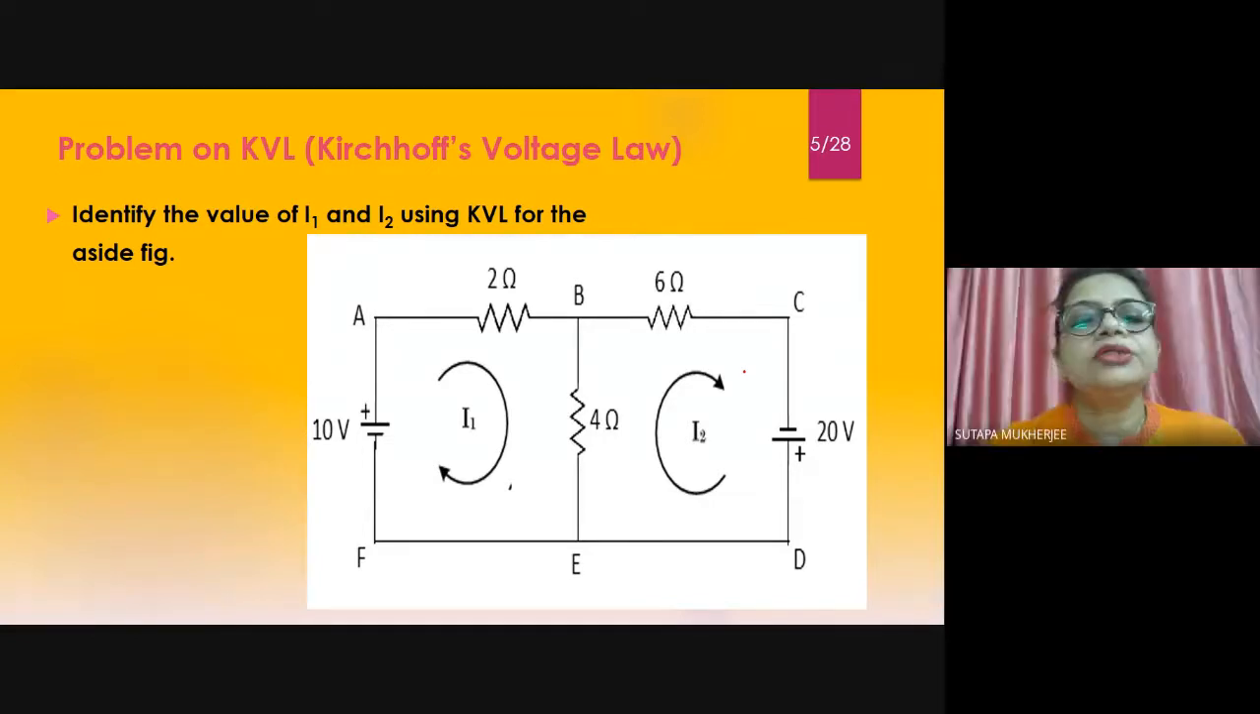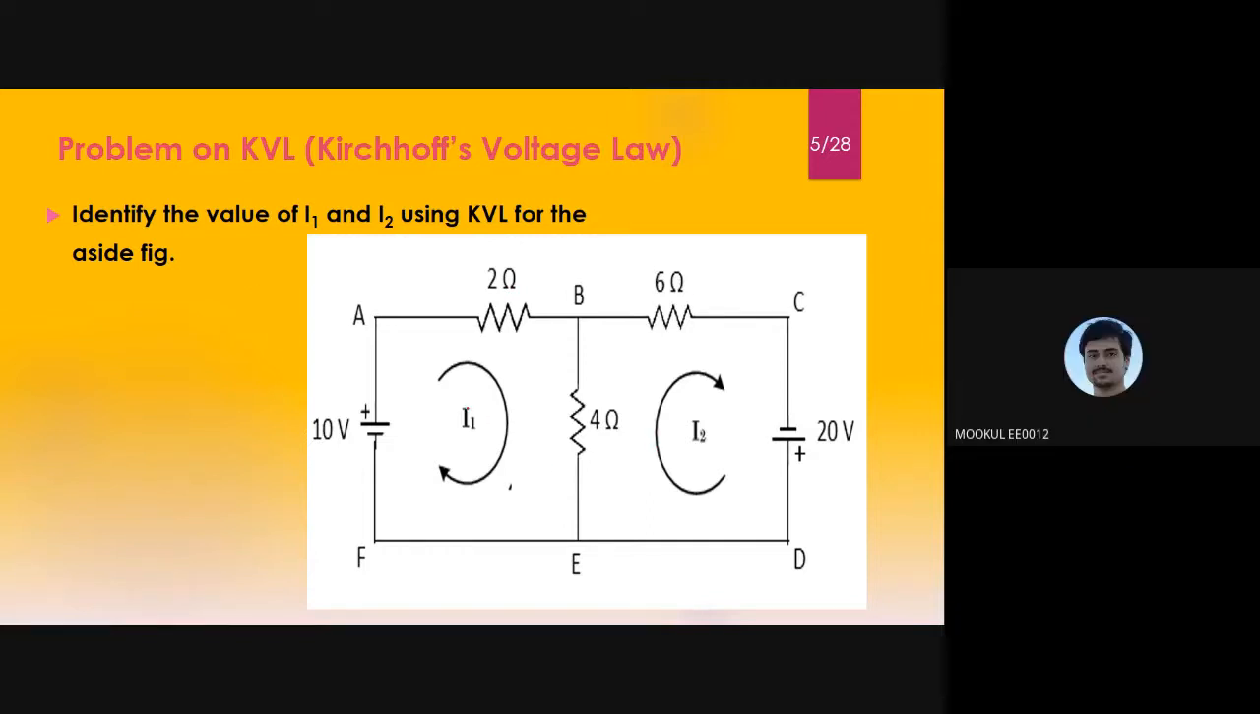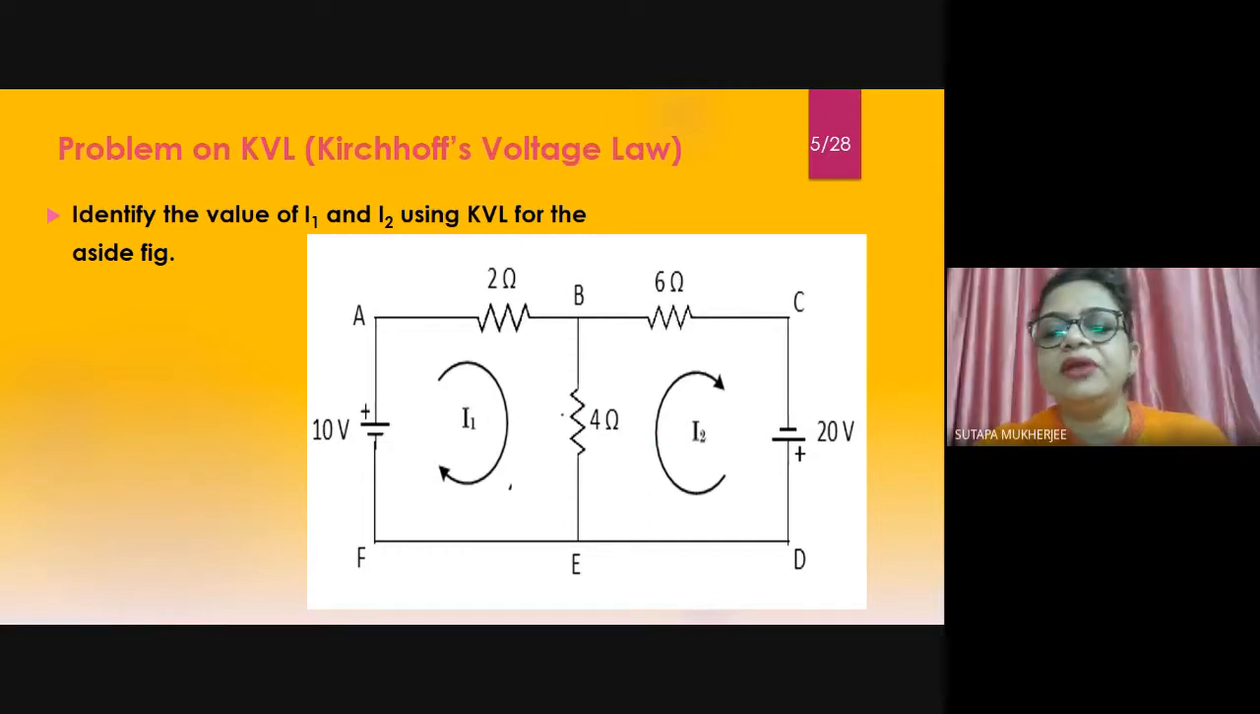Okay, fine. So today's problem is like this. Identify the value of I1 and I2 using KVL for this figure. So in this figure, how can you solve it? You have to consider two loops. This is one loop and this is another loop. The direction is like this and this direction is like this.